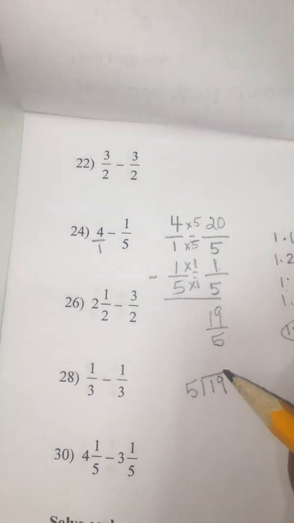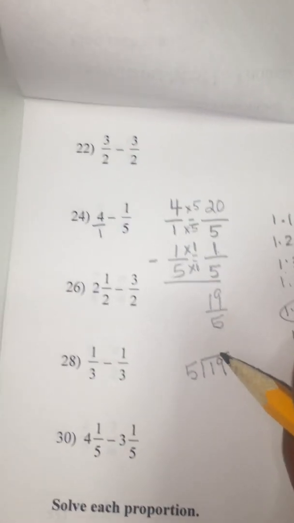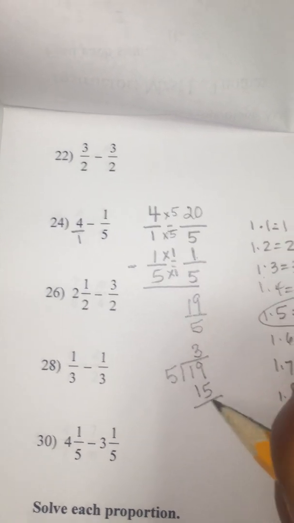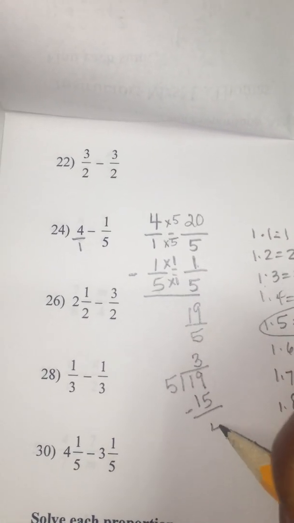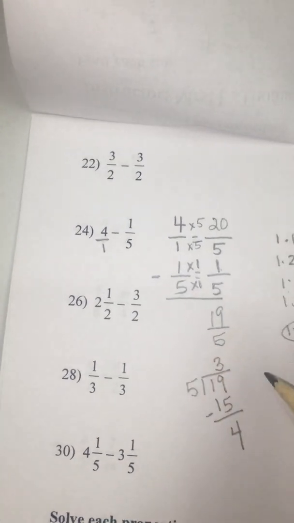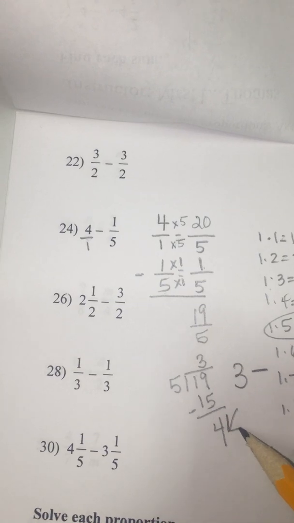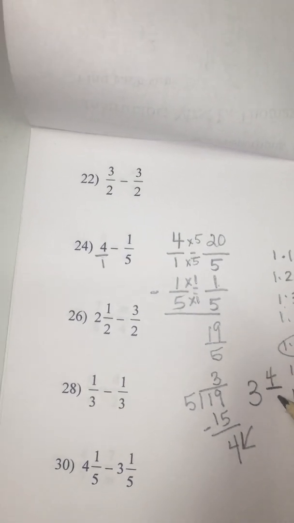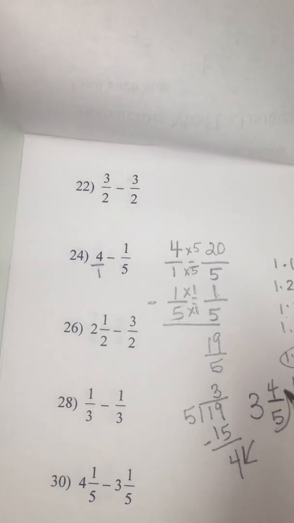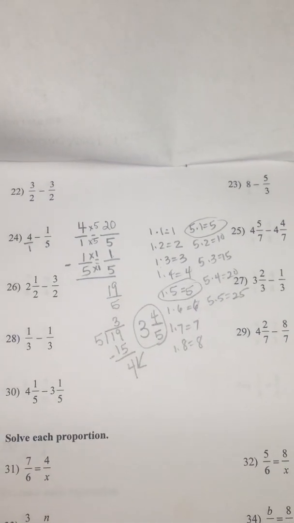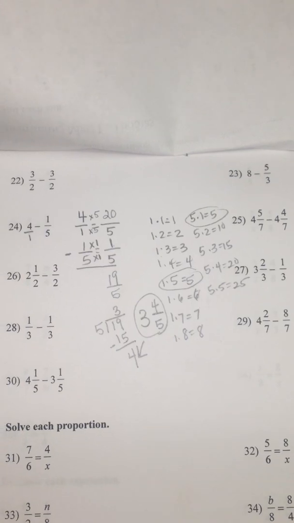5 will go into 19. 4 is too high. So let's go 3. 3 times 5 is 15. 19 minus 15 is 4. So we always keep our whole number, and we save this for the remainder. The remainder is 4, and we divide it by 5. So the answer to number 24 on your worksheet is 3 4/5.